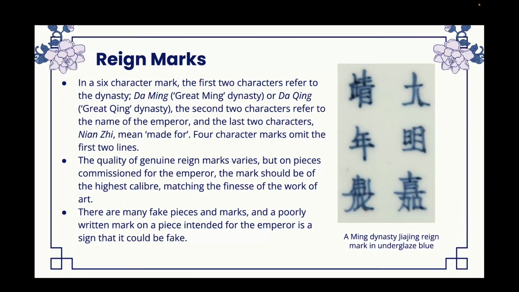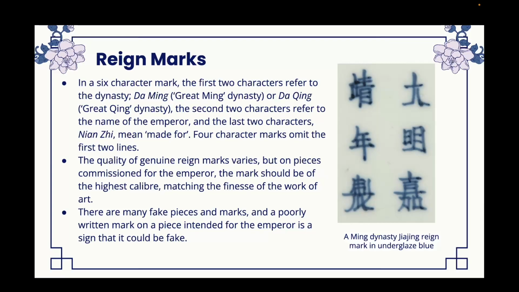How they're made is in a 6-character mark. The first 2 characters refer to the dynasty, Da Ming for Great Ming Dynasty or Da Qing for Great Qing Dynasty. The second 2 characters refer to the name of the emperor, and the last 2 characters, Nian Zhi, mean made for. 4-character marks omit the first 2 characters.